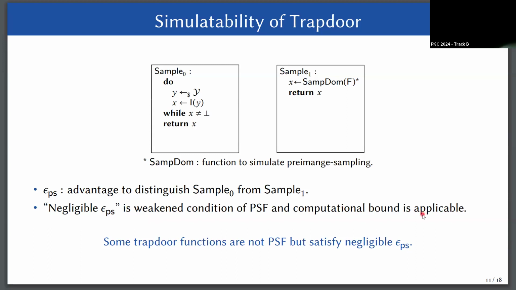And we can use a computational bound for epsilon PS. And what we can say here is this: some trapdoor functions are not PSF. Actually, it's really difficult to build PSF outside lattices. However, there are some trapdoor functions that are not PSF but satisfy negligible epsilon PS.